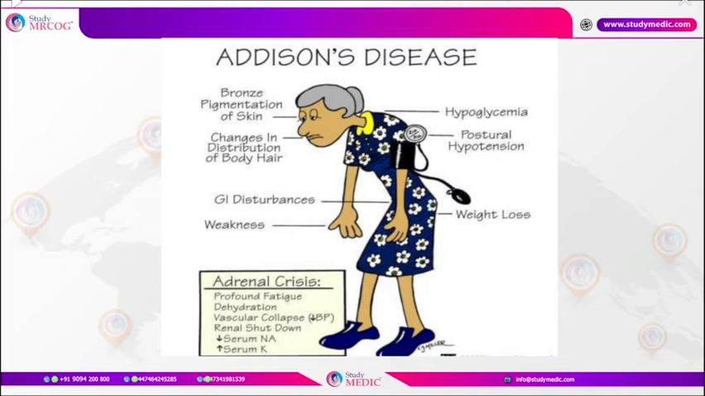features, that is the bronze pigmentation of the skin, change in the distribution of the body hair patterns. These patients do have the GI disturbances and the weakness. They do get the episodes of the hypoglycemia, postural hypotension, and weight loss too. In adrenal crisis, you can find a profound fatigue, dehydration, and vascular collapse by means of hypotension and renal shutdown, which causes the decrease in the sodium level in our body and increasing potassium level.